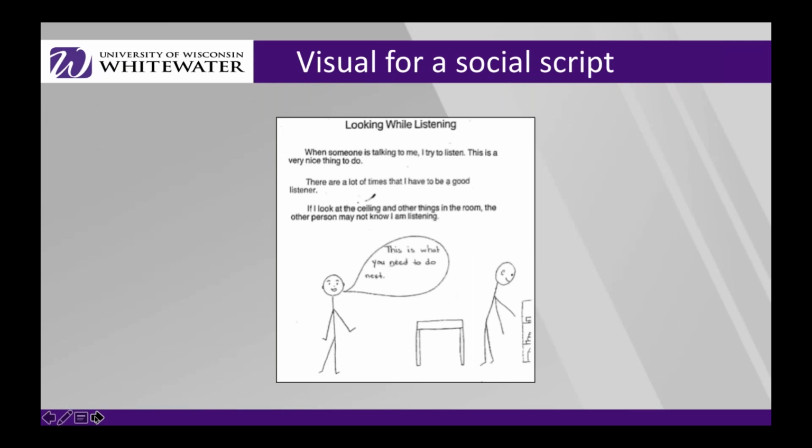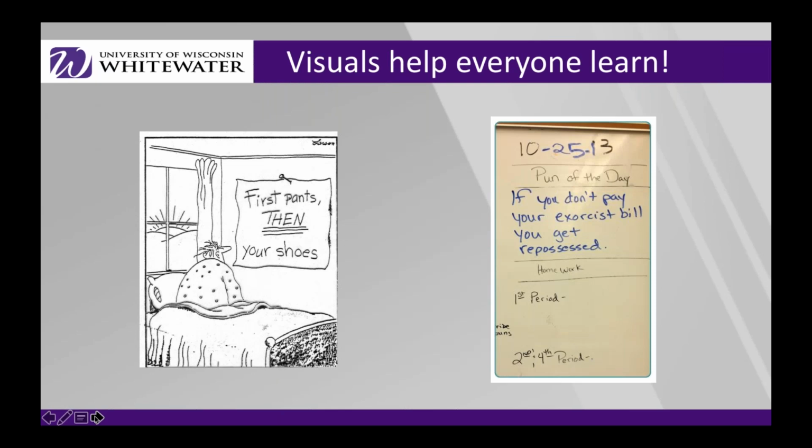Here's a visual for a social script. In this, a student can be reminded of what behavior is effective, what behavior is not effective. Visuals can be helpful for all of us. On the right is an example of a real messy visual that you'll see a lot, just a whiteboard script.